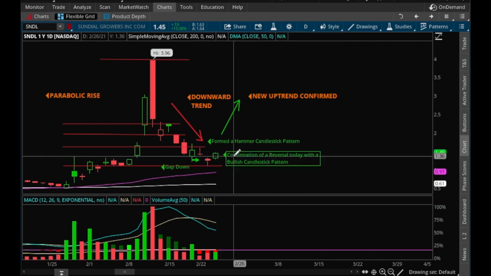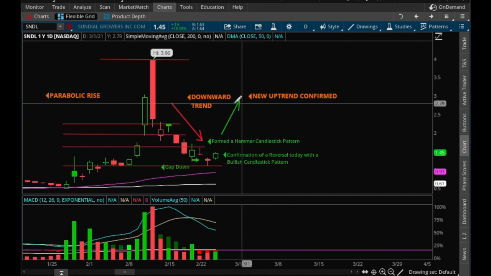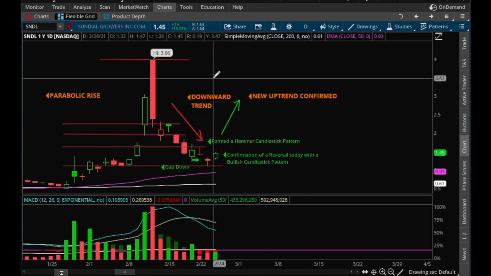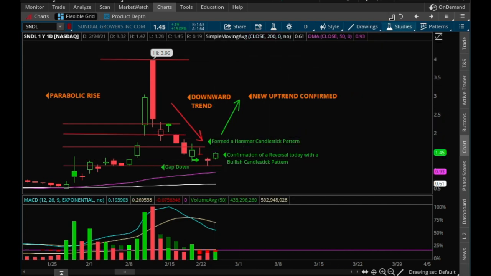Note that if you are a risk taker, you could have taken the position on Tuesday, 1 hour before market closing, and gotten in on SNDL. However, if you're not a risk taker, you can wait for today's confirmation. Statistically, it has about an 80 to 85% probability that it will be confirmed for a reversal of a new uptrend. However, there is a 15 to 20% risk that it will not be confirmed.